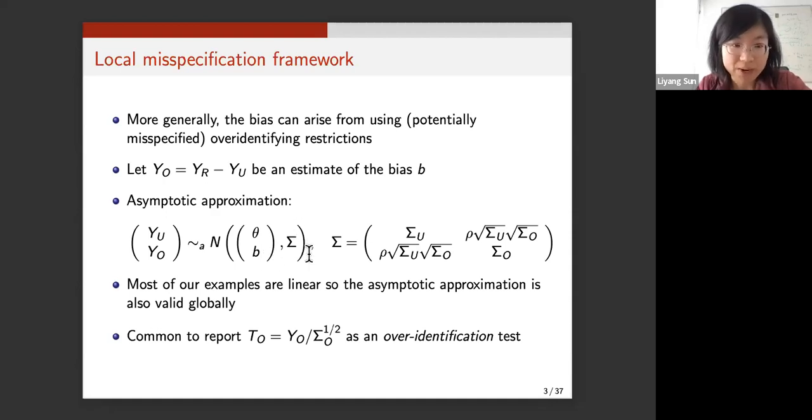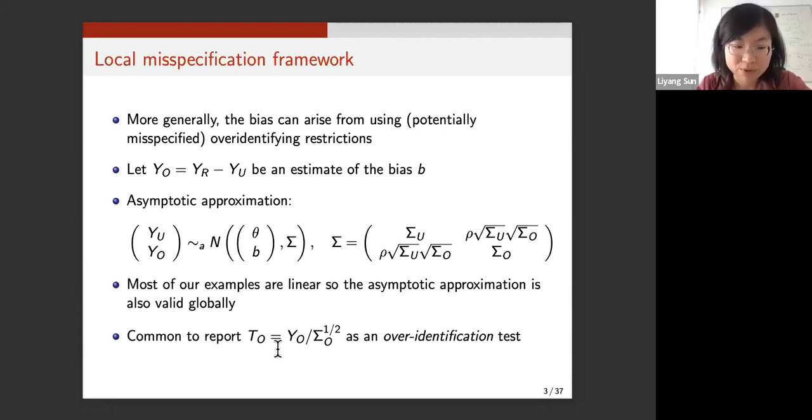Most of our examples are actually based on linear models, so this asymptotic approximation is also valid globally. For nonlinear models, this can be considered as the approximation based on the first-order asymptotic bias. This local misspecification framework is useful because it encompasses the over-ID test based on the standardized YO, which we call TO, the over-identification test statistic.